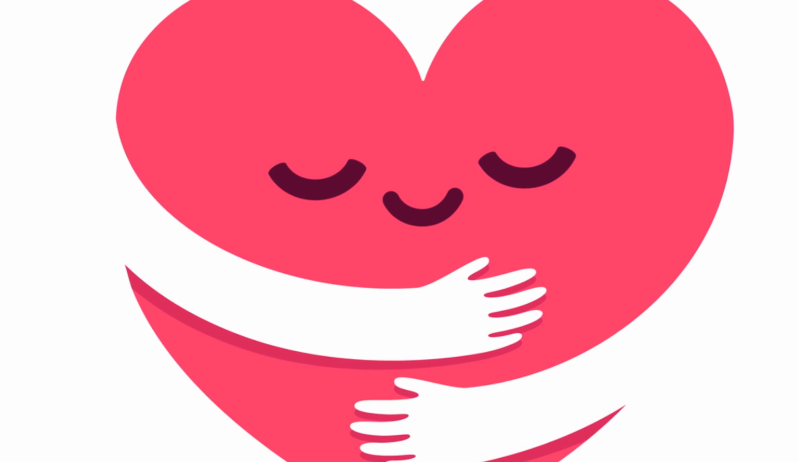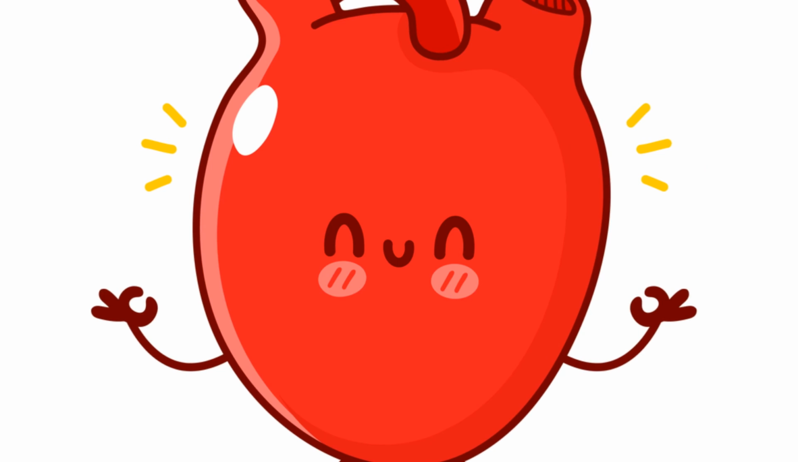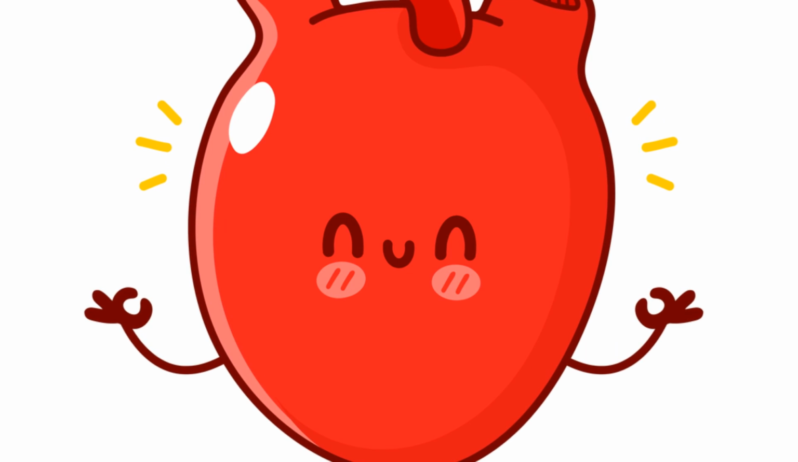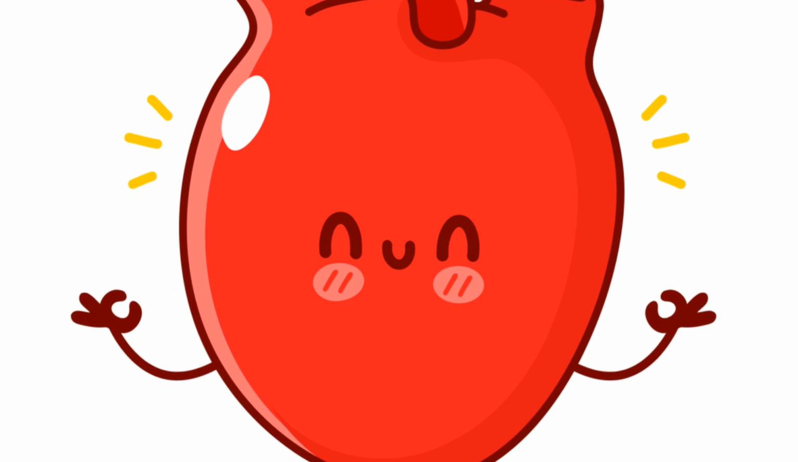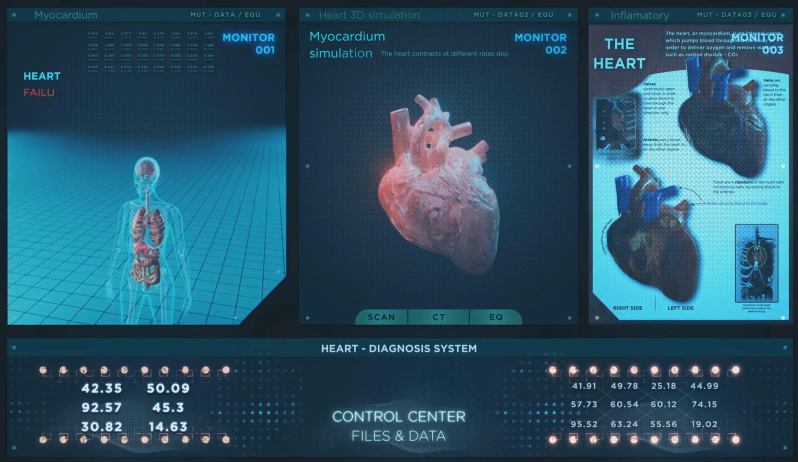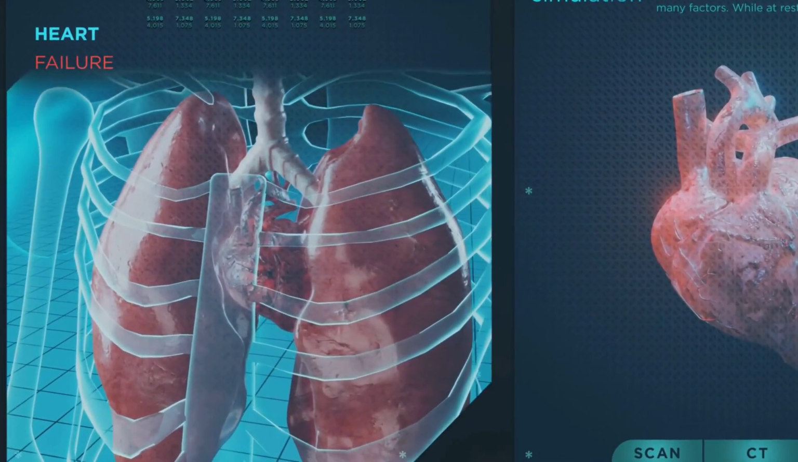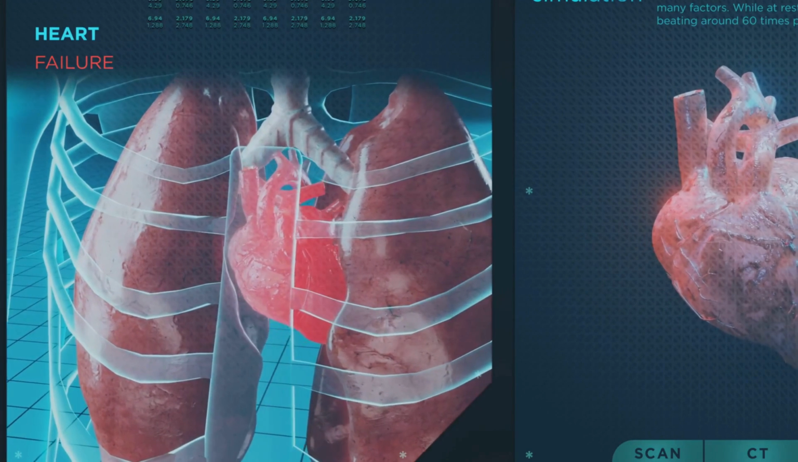What is the major organ of the cardiovascular system? The major organ of the cardiovascular system is the heart, which functions as a powerful muscular pump that circulates blood throughout the body. It pumps blood to deliver oxygen and nutrients to tissues and removes waste products like carbon dioxide.